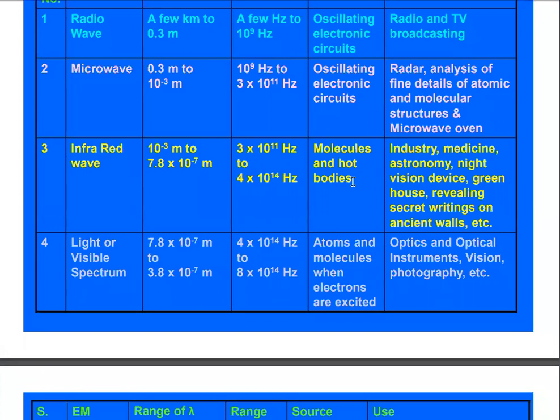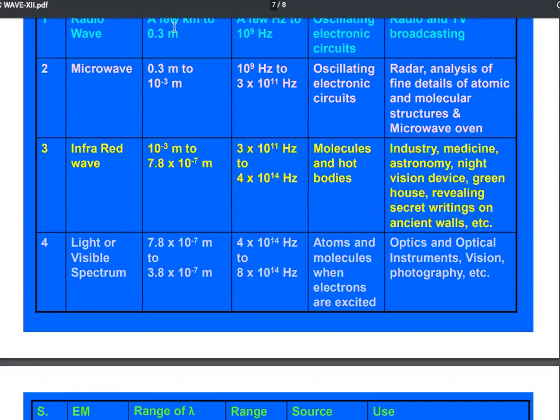Now, application of this infrared wave is industrial use. It is used in medicine and astronomy. It is also used in night vision devices and greenhouses, and for revealing secret writing on ancient walls. You can use this component of radiations.